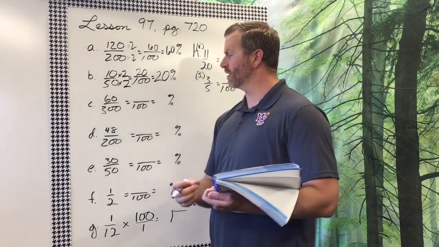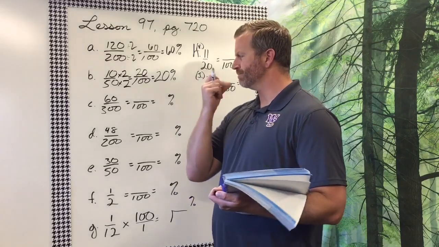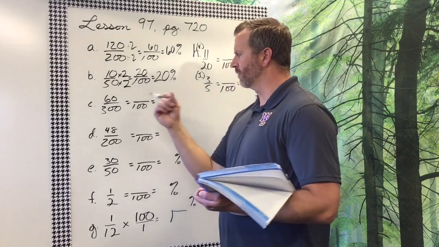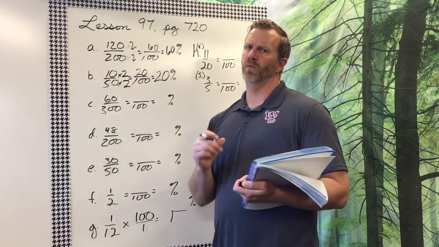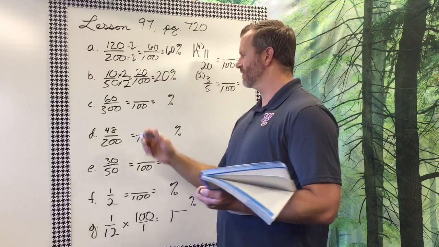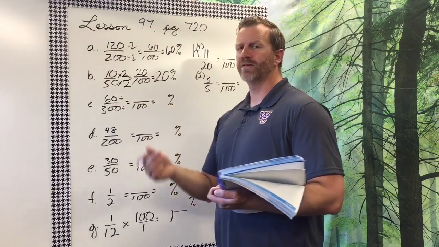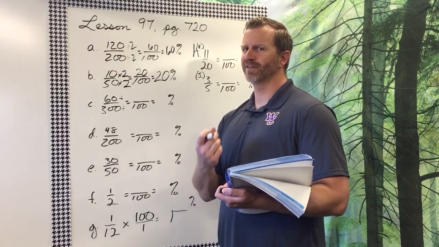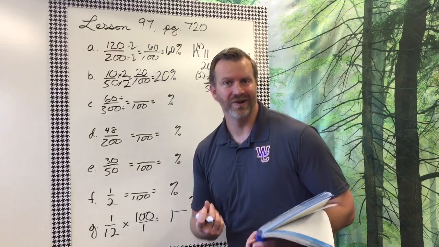Now, C. Check out C. 60 out of 300 would be what percent? John, C, go for it. What do you think? Are we going to multiply or divide to get that 300 down to 100? There you go. You have to divide. Now, what are we going to divide 300 by to get to 100? Go ahead and say it, John. Say it louder. All right, there you go.